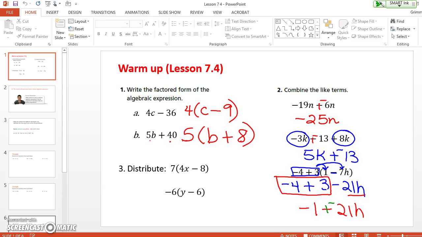All right, number 3. So go ahead and distribute. 7 times 4x will be 28x. You always keep the sign, and 7 times 8 is 56. I cannot add those two together because one has an x and one does not. And the next one, I have negative 6 times y would be negative 6y. Keep the sign. And then negative 6 times the 6 is negative 36. And remember I said if you have subtract a negative, you do same, change, change, and it becomes plus a positive. So you would want to put 6y plus 36. Okay, questions on any of those?